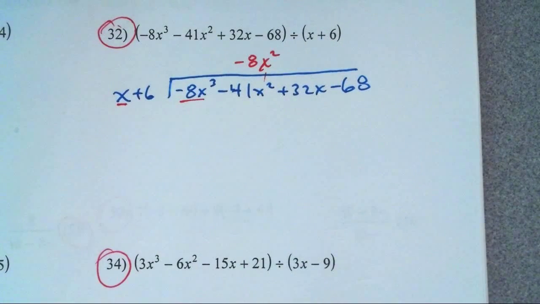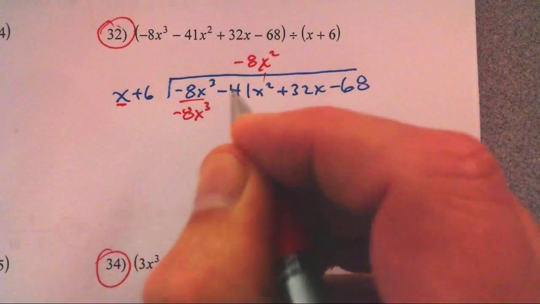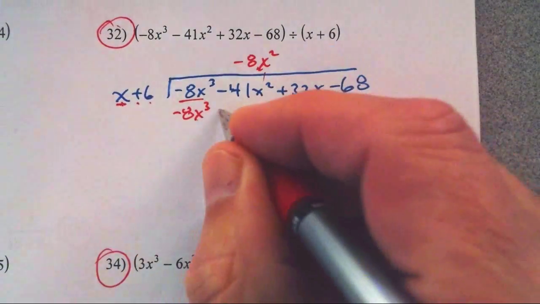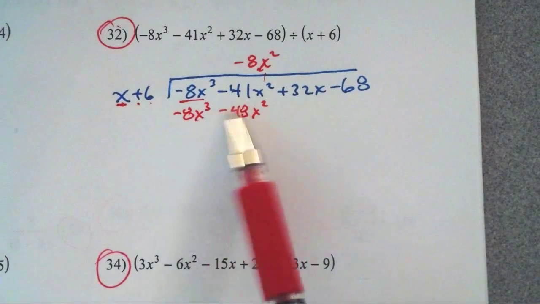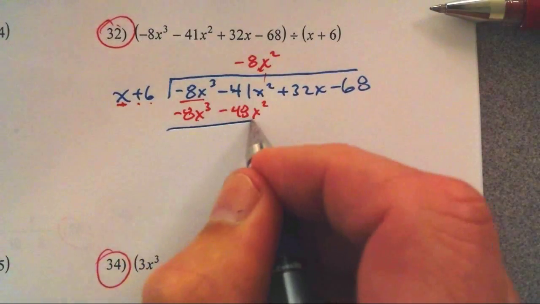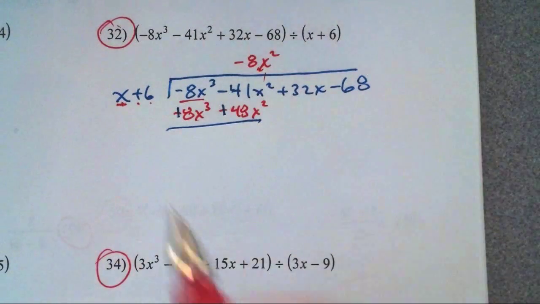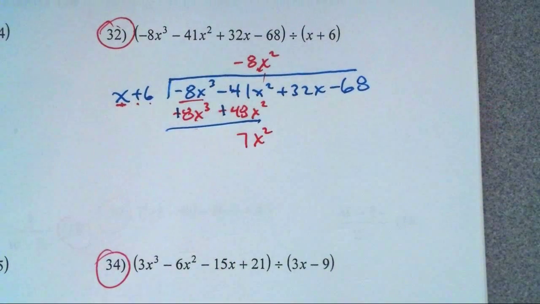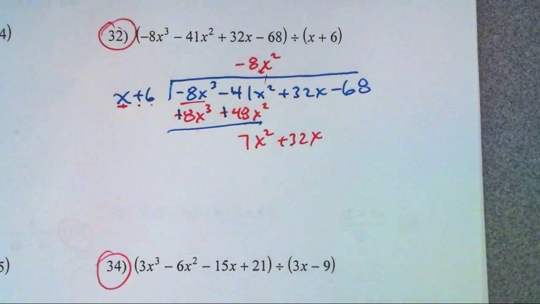Kind of like our regular long division with numbers. Now I multiply this by this, and I get negative 8x cubed, right? And I get negative 48x squared. But when I long divide, what do I do with these numbers I put underneath here? We subtract them, right? So I subtract these. I'm going to make these opposites. This cancels, that's why we did it, and I'm left with 7x squared. When we long divide, what do we do in this next step? Bring that down, plus 32x.